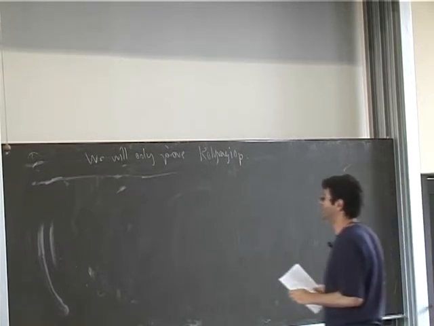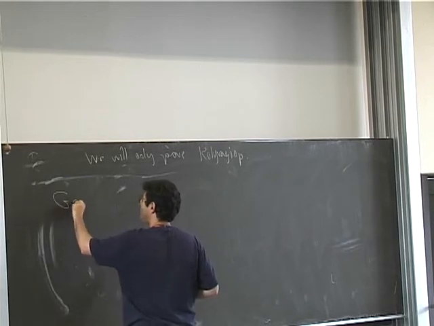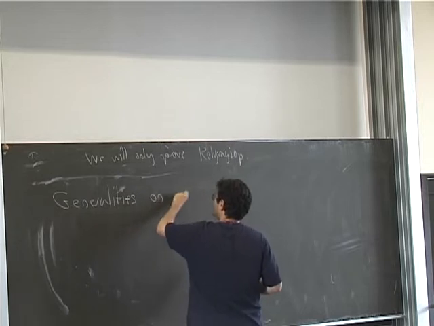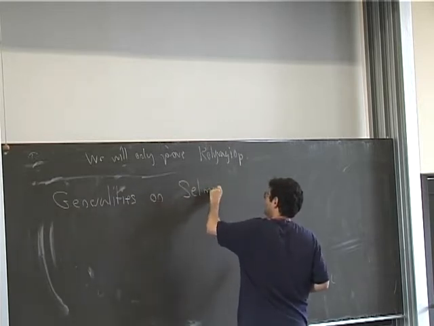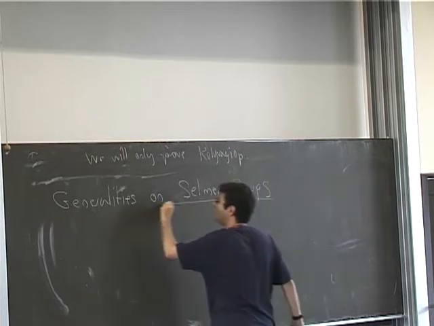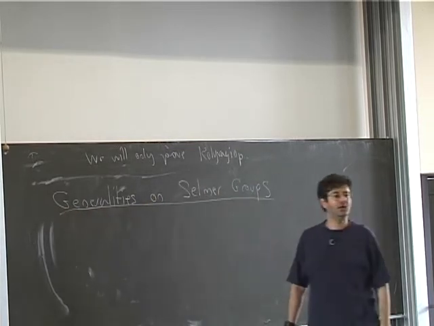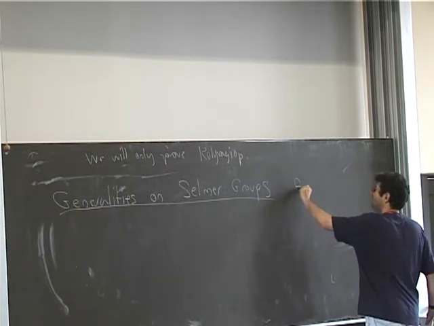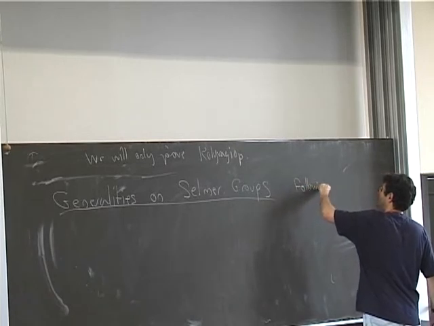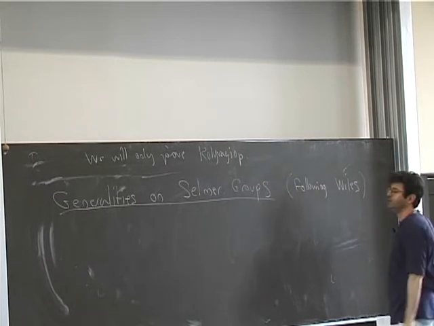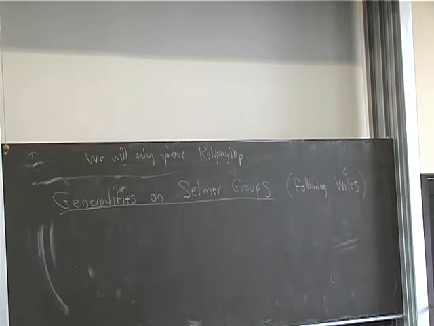Okay, so to explain the proof, I'm going to first begin by giving you a general approach to bounding the order of Selmer groups. So, generalities on Selmer groups. And here I'm going to adopt a presentation following Wiles, in Wiles' paper, which of course came after Kolyvagin, but I'll follow that presentation, okay?